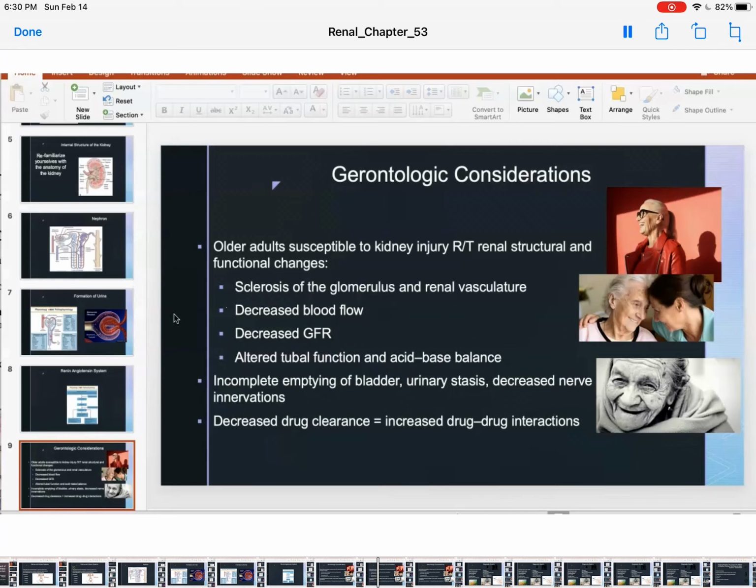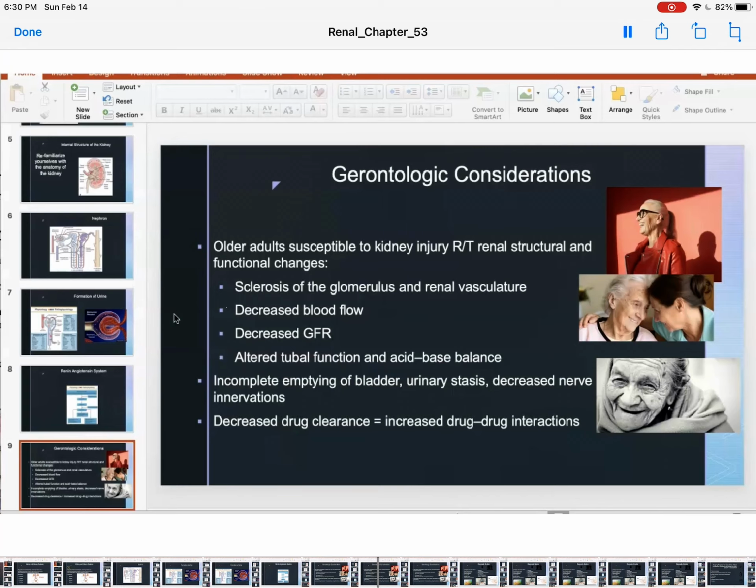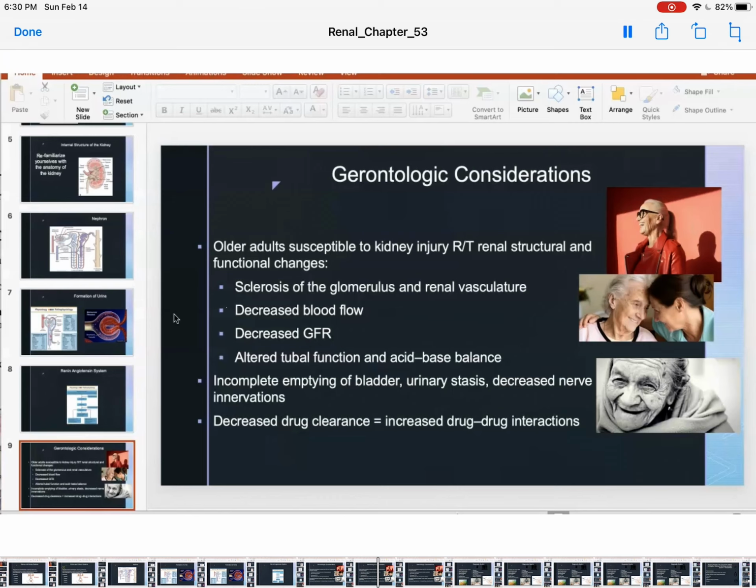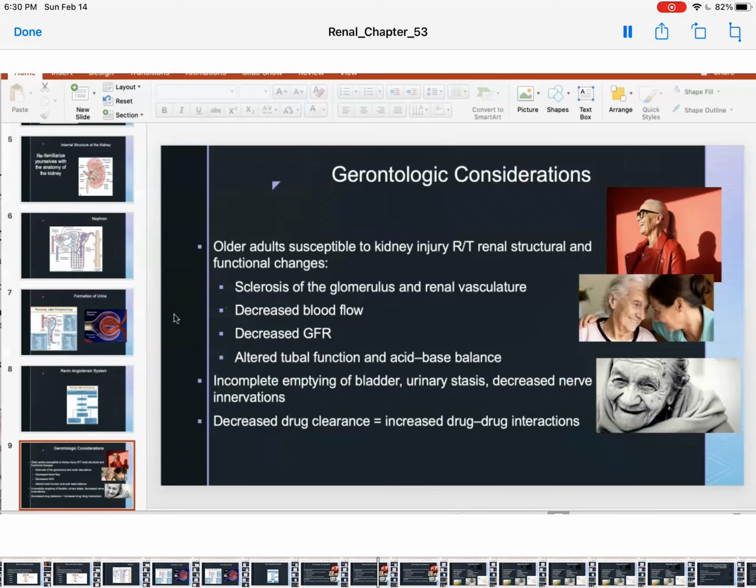Renal function usually remains adequate. Renal reserve is decreased and may reduce the kidney's ability to respond effectively to drastic or sudden physiologic changes.